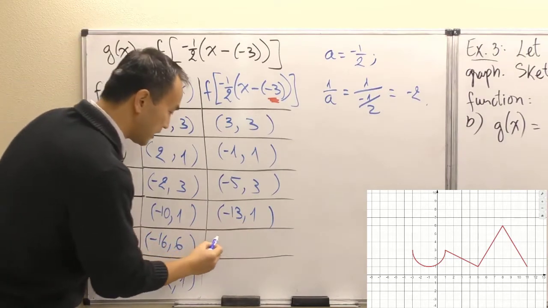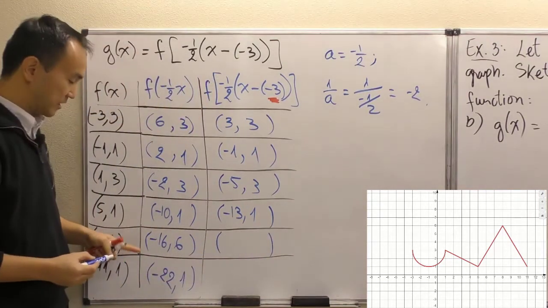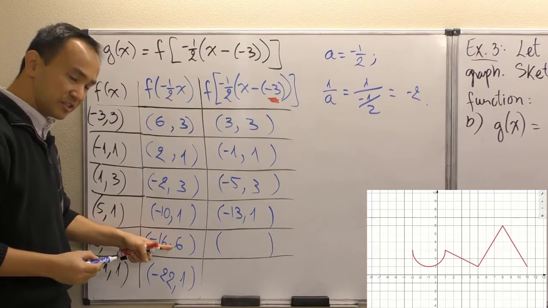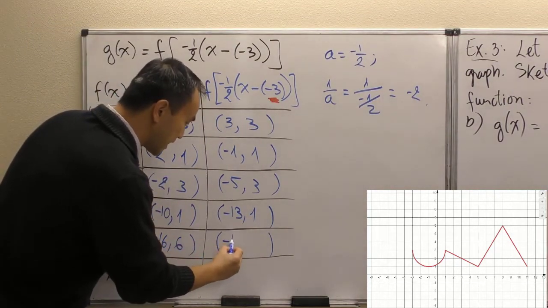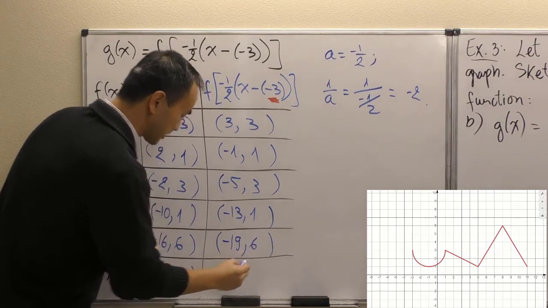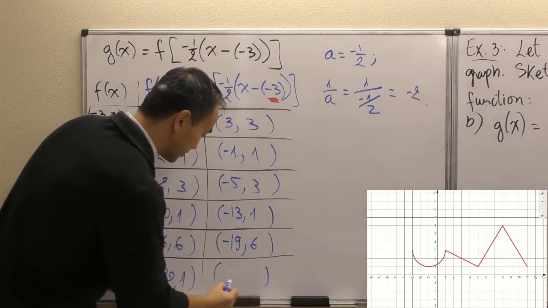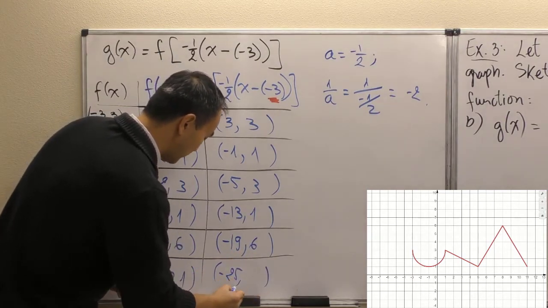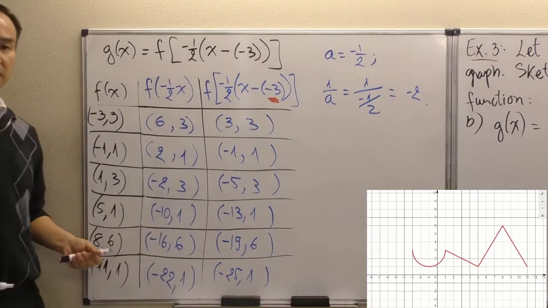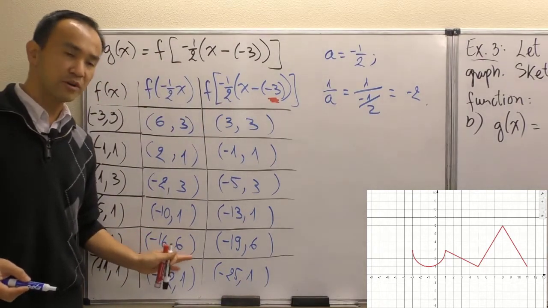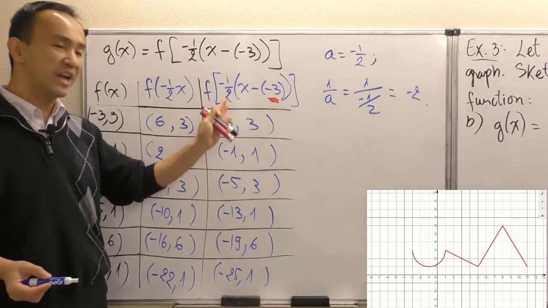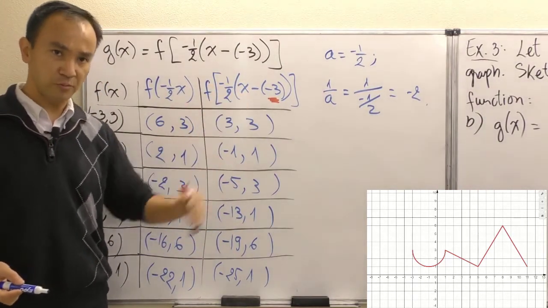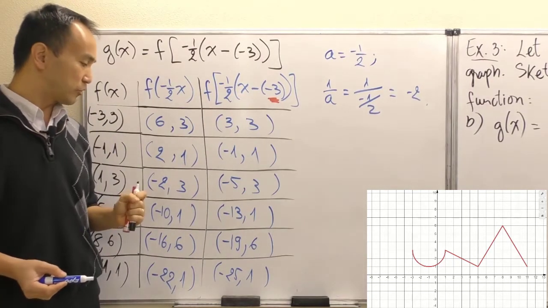Now let's continue to finish out the rest of it. -16 comma 6 is transformed into -19 comma 6. And the last one here is -25 comma 1. At this point, we have completed our transformation. This final column indicates we had 2 steps of transformation.